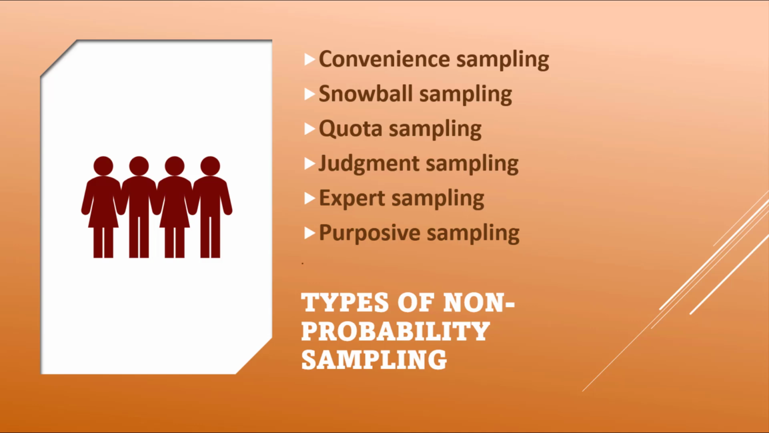Then we have expert sampling. In expert sampling, we select a sample based on the advice of an expert or professional in that field. Finally, we have purposive sampling. In purposive sampling, the sample is selected based on specific characteristics of the population. If we are interested in a study in which the respondents need to have some specific characteristics, in that case purposive sampling is better. So these are the different types of non-probability sampling.